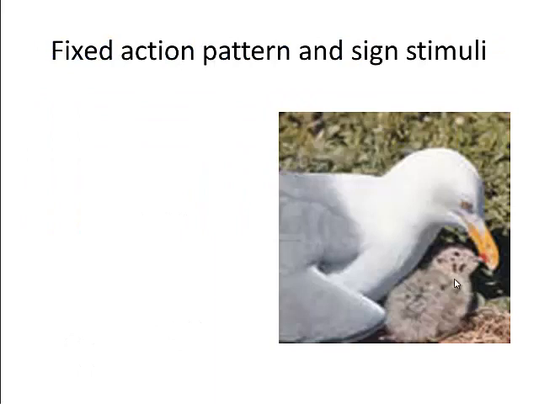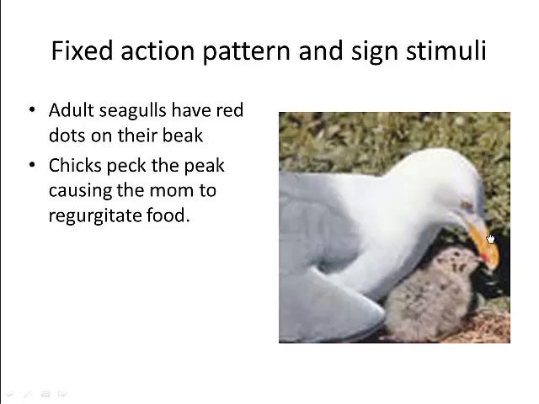Here's another example. Here is a seagull, and a seagull, if you look here, has a little red dot. The female has a little red dot on its beak. This red dot causes a fixed action pattern in the baby, in the little chick. The chick pecks it, and when this red dot is pecked, the bird regurgitates food. Okay, so they have a red dot, the chick pecks the red dot of its mother, and it regurgitates food.